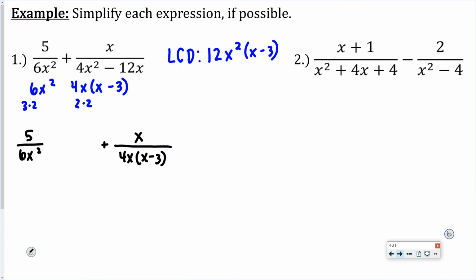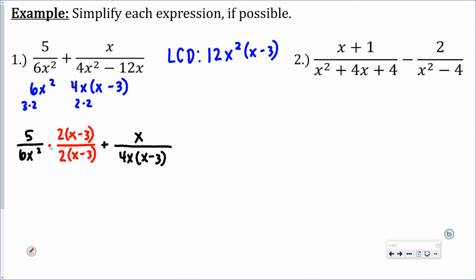So here, I'm going to do this in red. Here I need to multiply the top and bottom by whatever I'm missing from the LCD. All right? So I have a 6. What do I need to get to 12? 2. I have the x squared already, so I don't need to multiply by an x squared. What else do I need? I need the x minus 3. So this fraction I would times by 2 times x minus 3, and whatever you do to the bottom, you got to do to the top because you're really just multiplying by a 1.